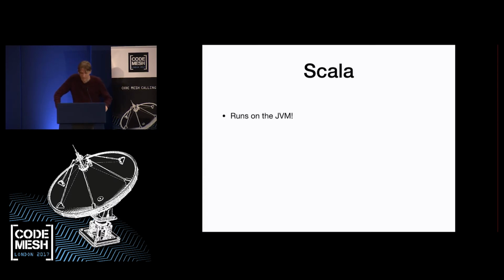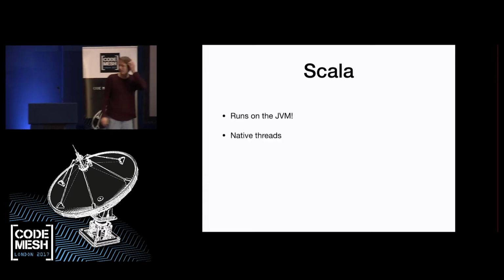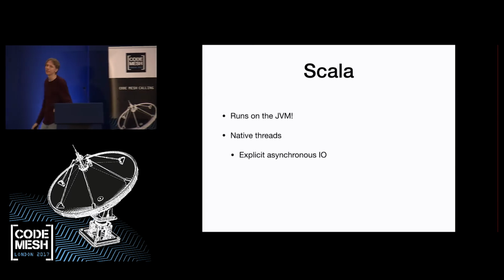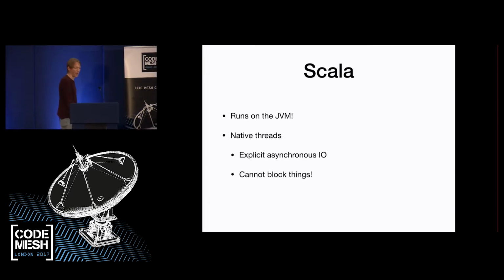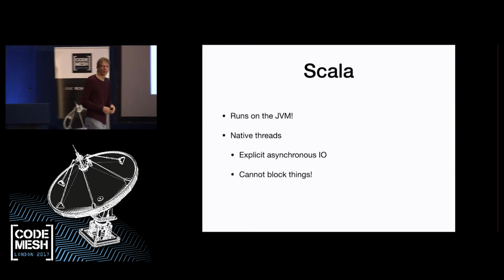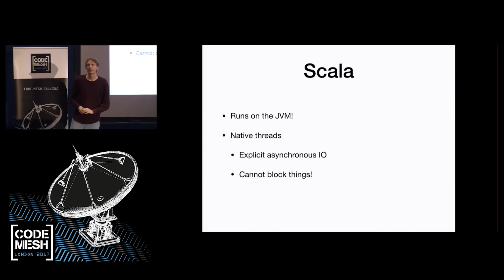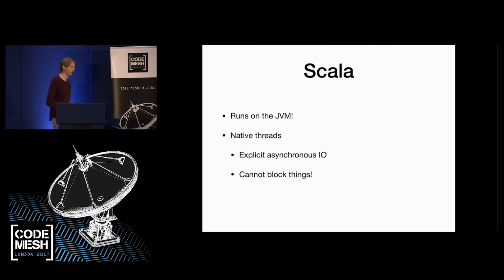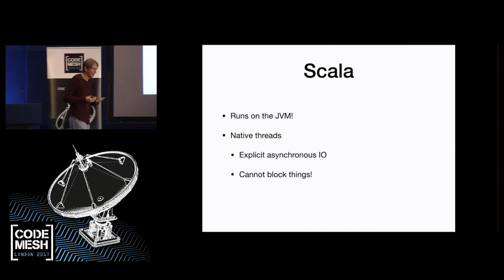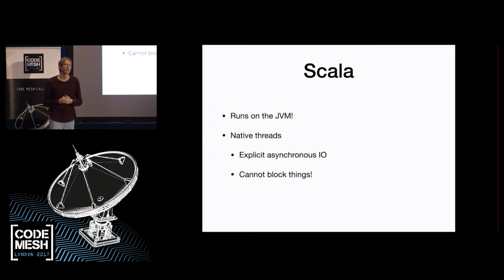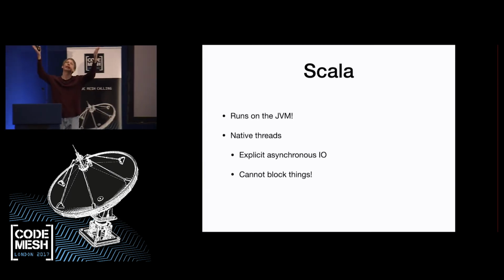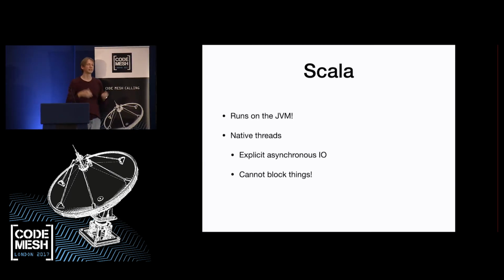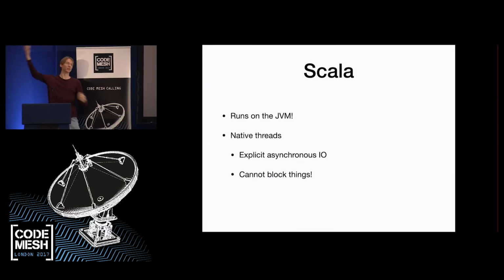on GHC. So Scala runs on the JVM. It has native threads. It has explicit asynchronous I/O with these callbacks. And we can't block things, right? This is an often overlooked property of GHC's green threading model, that you just basically block things all the time. The fundamental primitive for bringing two threads back together in GHC is an MVar, where you literally block and wait for some other thread to give you a value.